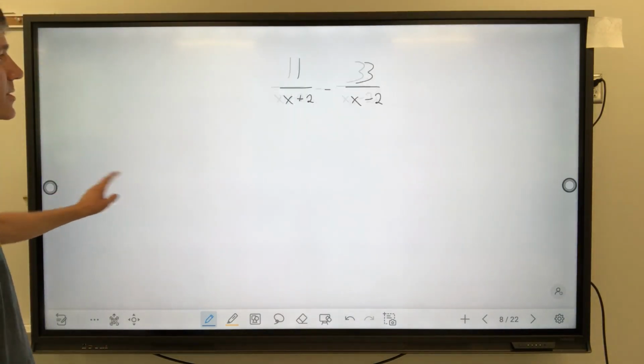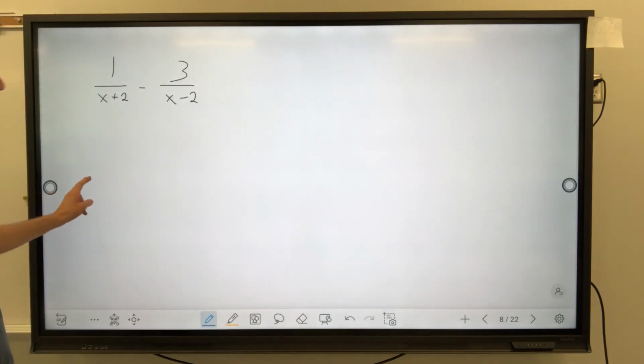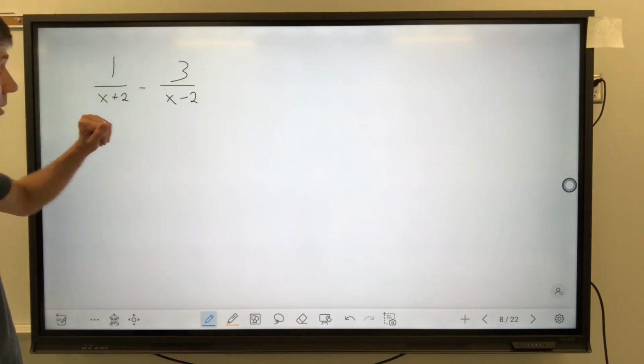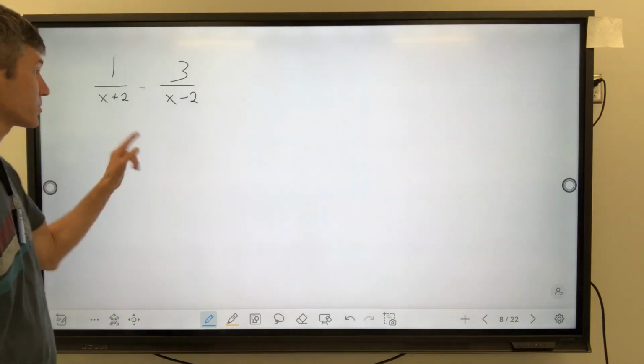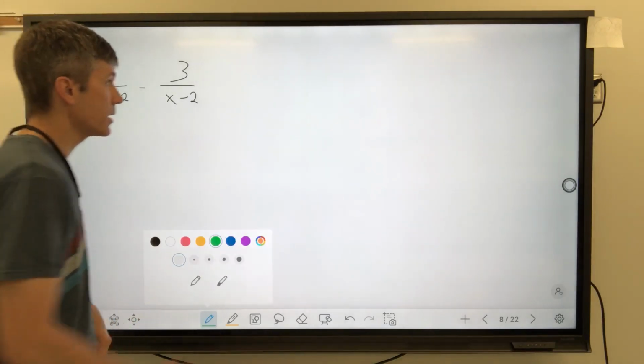Oh, more subtraction. This is fun. So as we look at this one, we are going to stare at it for a second and say, oh, I need a common denominator, and I do indeed need a common denominator. On the last one, the denominator was built in for me. This one, it's not. So let's go green.